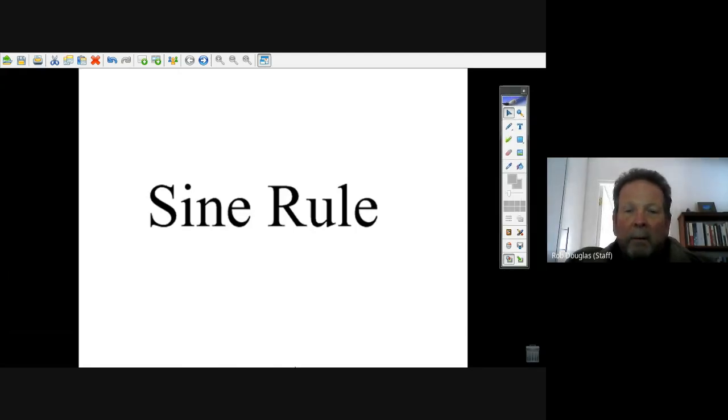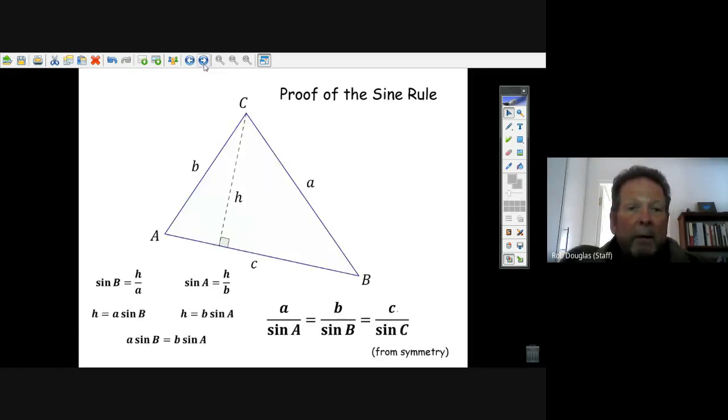Okay, we're going to look at something called the sine rule in trigonometry. It's pretty important, so let's get started. We're going to start off with a proof, and this proof is really pretty easy.